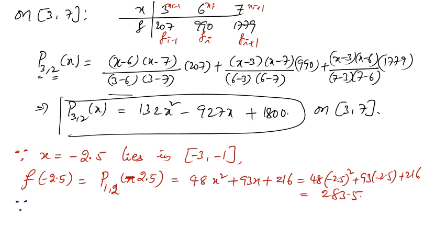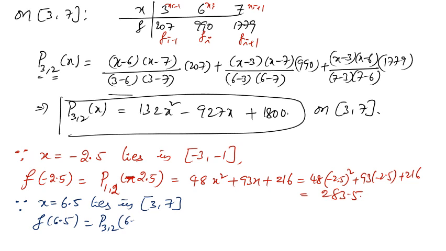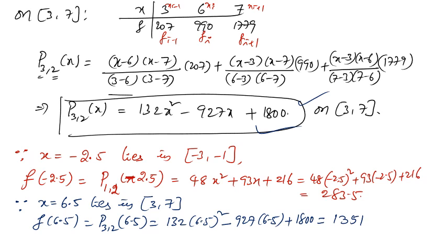Next one, what is the next? Since another point is 6.5, x equal to 6.5 lies in what interval? Last interval, 3 comma 7. F of 6.5 is equal to p32 of 6.5, that is this interval. This polynomial is equal to 132 times 6.5 square minus 927 times 6.5 plus 1800, which is equal to 1351.5. Okay, this is one example based on piecewise quadratic interpolation.